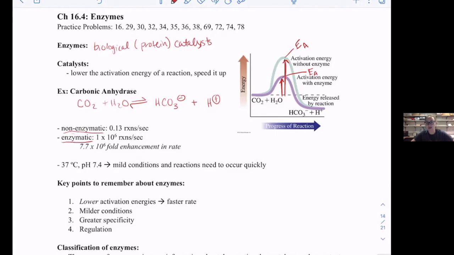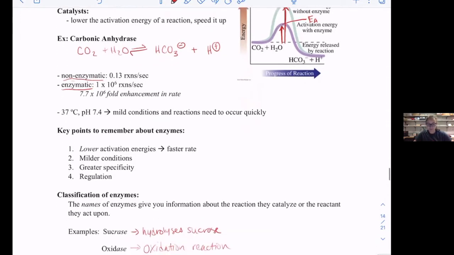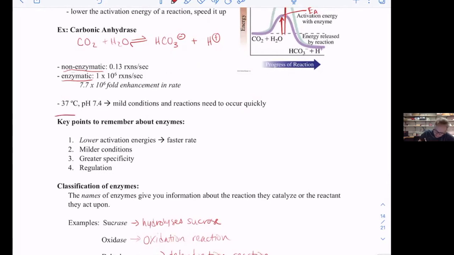We can't just say, oh, we're going to heat up this part of your finger right now because it needs this reaction to occur. No, it doesn't do that. So we have to have mild conditions, and we need the reactions to occur quickly so that we can regulate the functions in our bodies. So enzymes are really important to make sure that we can get fast reactions, everything regulated at very mild conditions. So I'm going to put a big square around this. Key points to remember about enzymes, just like the overall big picture about enzymes and what they do.